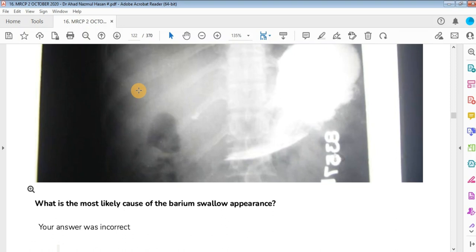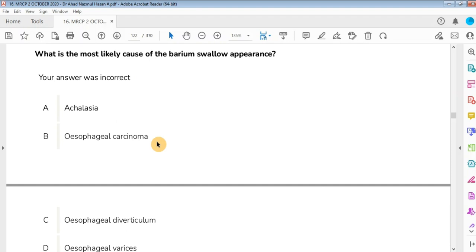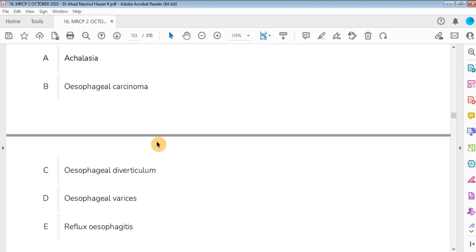What is the most likely cause of barium swallow appearance? A, eclampsia, B, esophageal carcinoma, C, esophageal diverticulum, D, esophageal varices, E, reflux esophagitis.